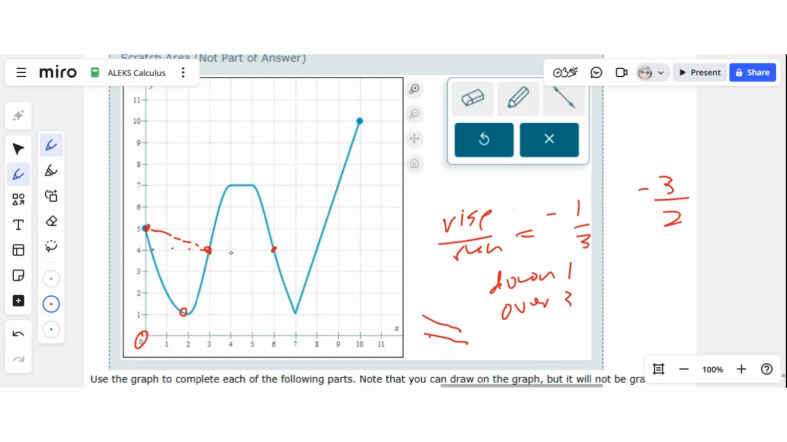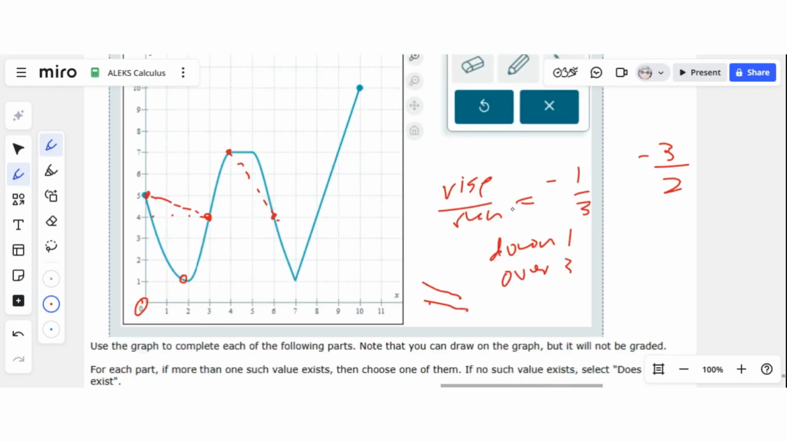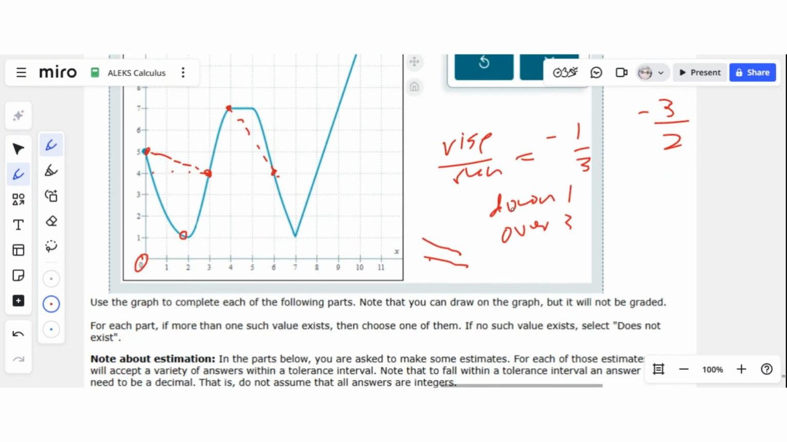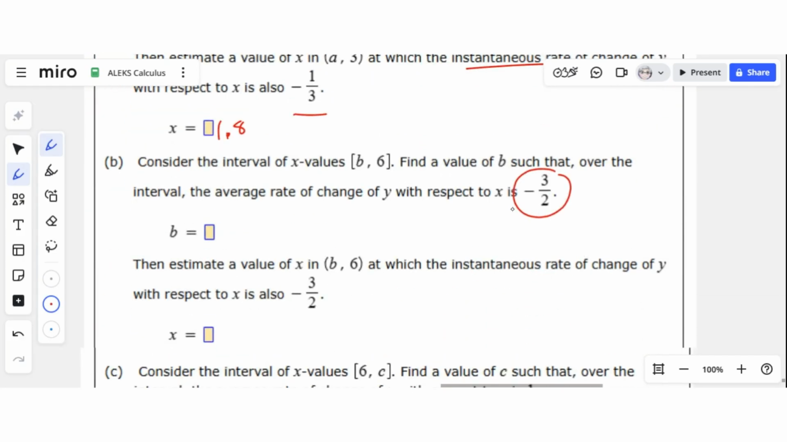So if I go over 2 the other way and then up 3, looks like I put myself right there. And that would be a slope of -3/2. This line that we'd sketch right there would have a slope of -3/2. So I think we have to start then at 4 for that interval. Okay. So our number b is 4.